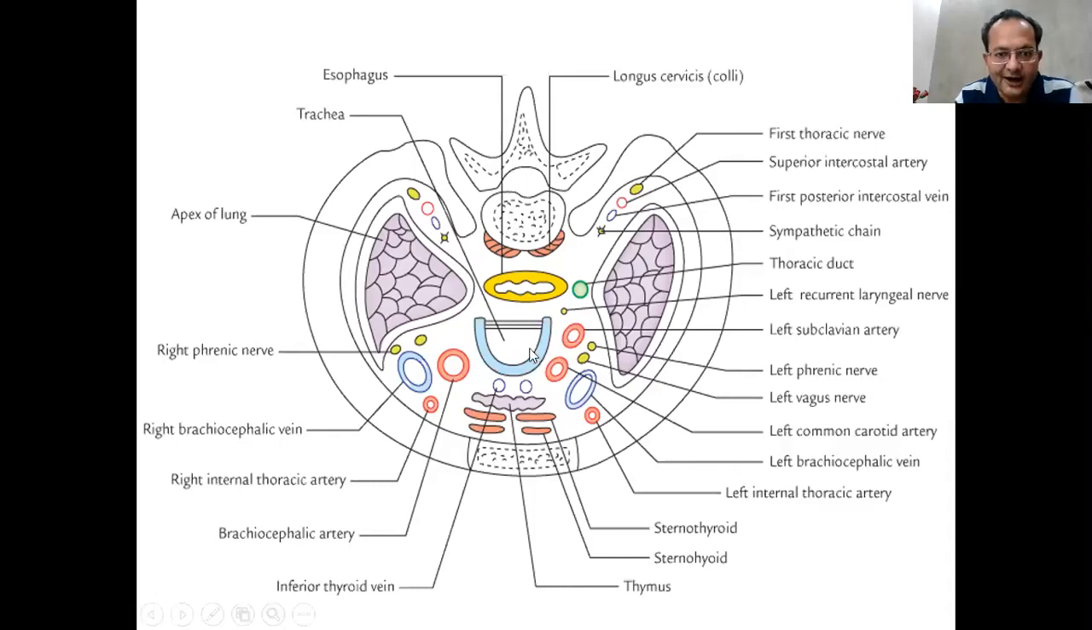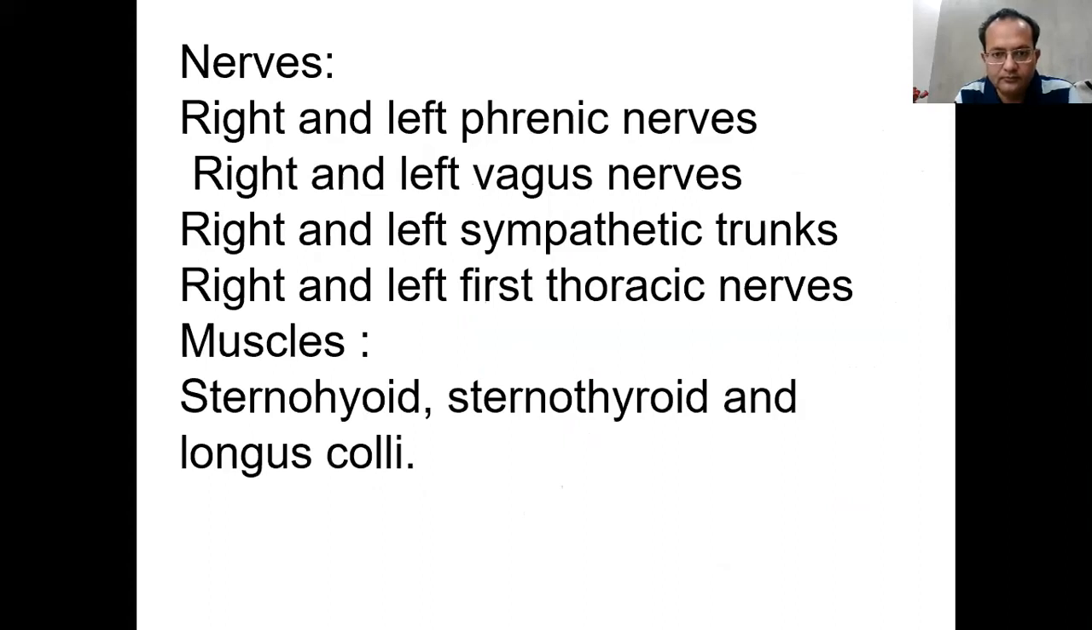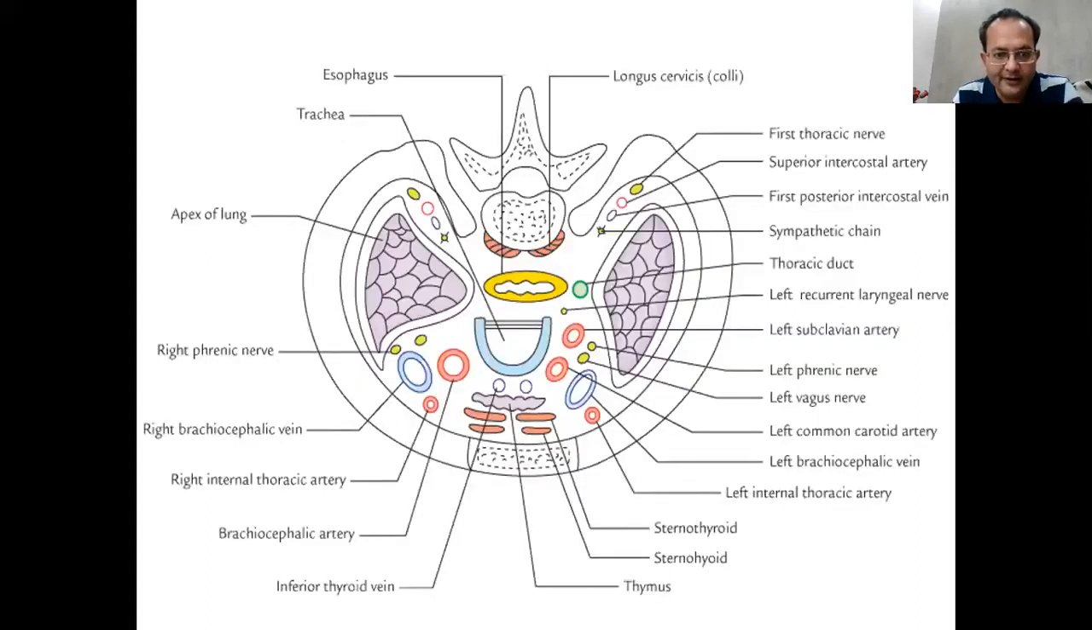This is the trachea, this is the esophagus and the great blood vessels. Left brachiocephalic vein, right brachiocephalic vein, then brachiocephalic artery, left common carotid artery, left subclavian artery. And this is the diagram to show the structures passing through the thoracic inlet.